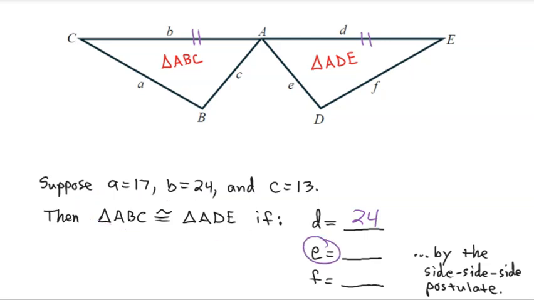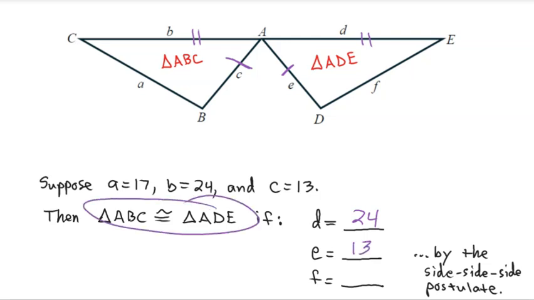All right, what about E? Well, E looks like the shortest side of ADE, and C is the shortest side of ABC. So then if E is congruent to C, then it's possible that these two triangles are congruent. Well, C has a measure of 13, so if E also has a measure of 13, so we'll put 13 here, then it's possible that these two triangles are congruent. So we have two sides that are congruent. So now we just need a third side that's congruent.